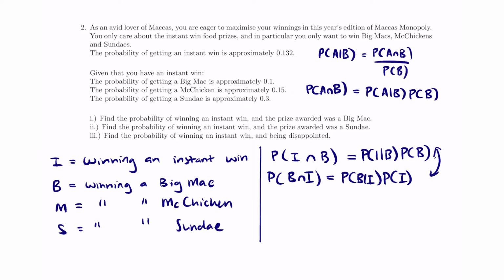So the probability of B intersect I is going to be equal to the probability of B given I, which is this probability here, because given that we've got an instant win, the probability of getting a Big Mac is 0.1. So this is the same as 0.1 multiplied by the probability of getting an instant win, which is 0.132. So if we multiply these up, we get 0.1 times 0.132, which is 0.0132. So it's not very likely, right? It's not looking very good. That's only like, what, 1.32%.